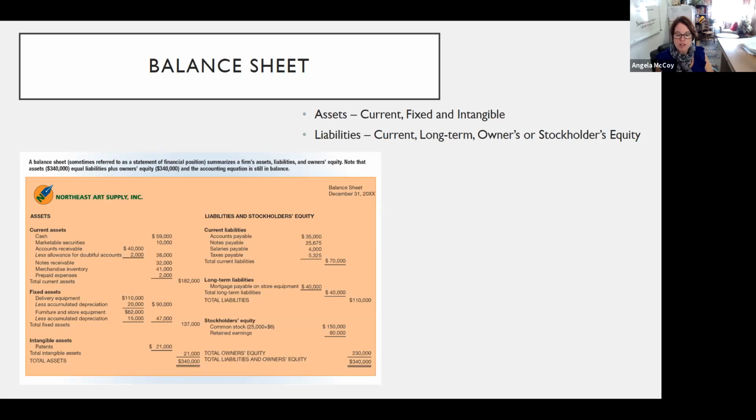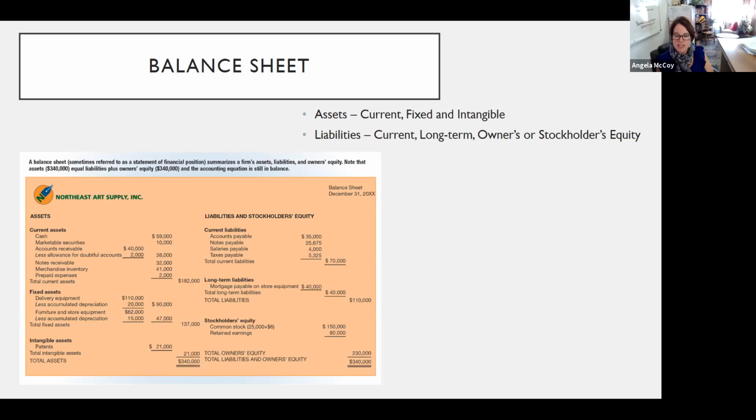Next are marketable securities, your stocks, your bonds, your other investments that can easily be converted into cash in just a matter of days. Next are the firm's receivables, its accounts receivable, which result from allowing customers to make credit purchases and are generally paid within 30 to 60 days. However, the firm expects that some of these debts will not be collected. Thus, it has reduced its accounts receivable by a 5% allowance to account for those doubtful accounts.